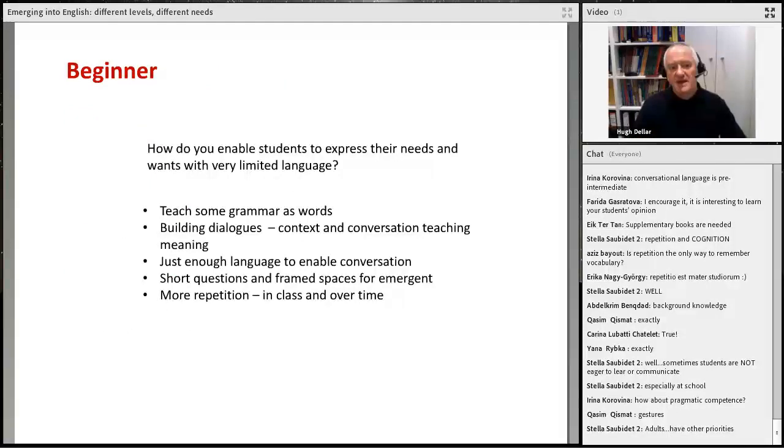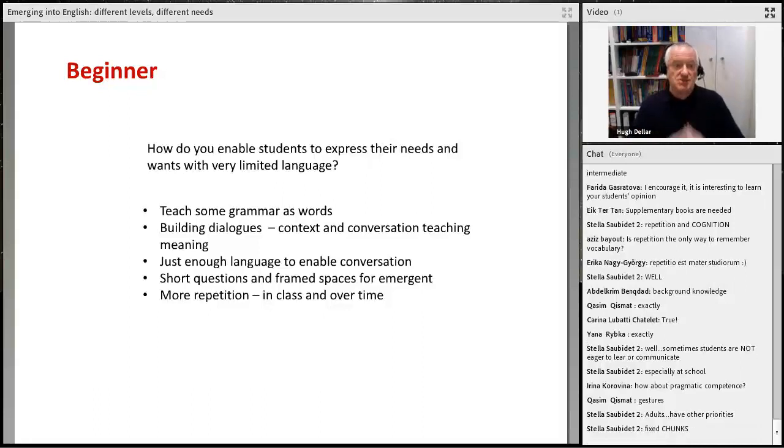Well, I think with beginner levels, the way that we enable students to express their needs and wants with very limited language is we teach some examples of grammar, basically just as phrases. So you teach something like, have you been to? Okay, or have you ever been to? You teach that not as an example of grammar, but just as a phrase like, what's your name? Or where are you from? Initially, you teach them just as phrases.